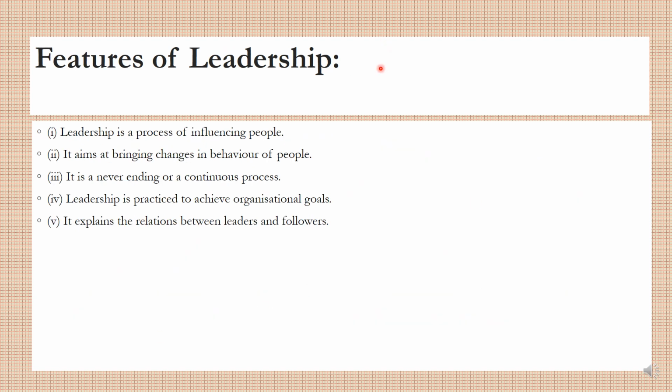Now, what are the features of leadership? As we have discussed in the definitions, leadership is the process of influencing people. So you're going to influence them, motivate them, inspire them to do something. It aims at bringing changes in the behavior of the people. So you influence them in a manner that they change their behavior to a more positive one for the organization.